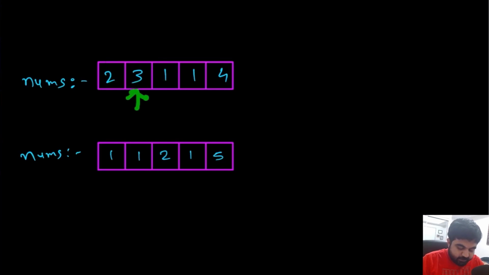Same goes with value number 3. It has 3 options. It can take 1 jump, 2 jumps, or 3 jumps. And our aim is to reach the last position from the first position in the minimum number of jumps possible.